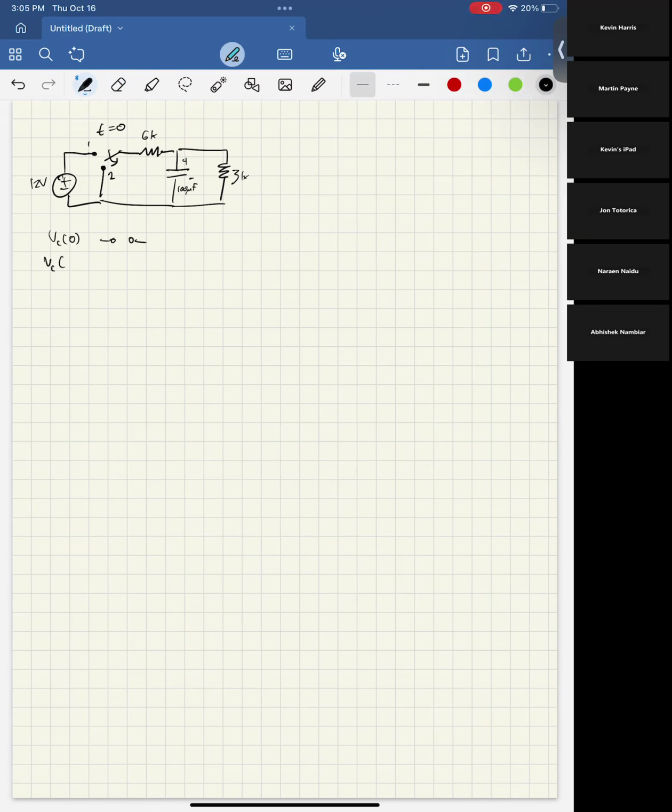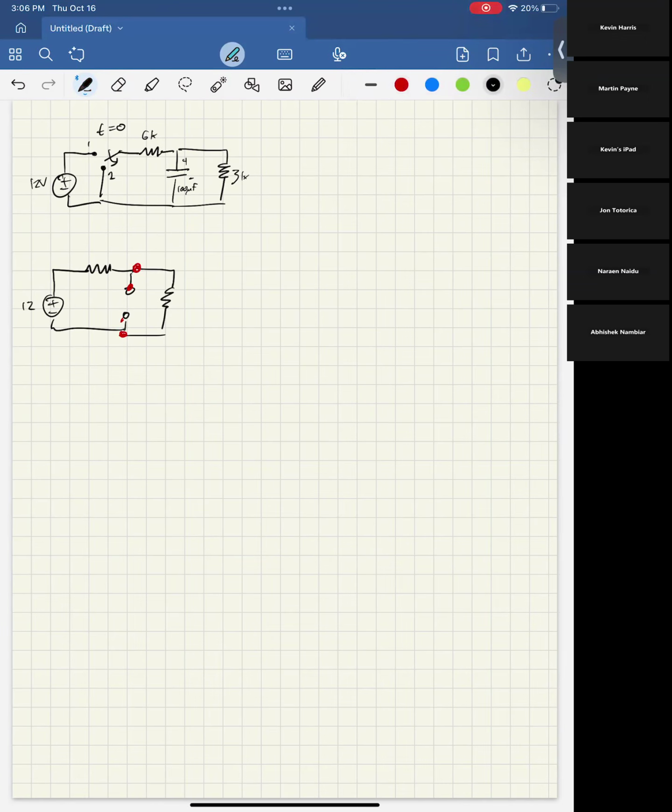And for VC of infinity, again, for the same reason, it's open. But let's start by solving for VC of 0. For that, we're going to have the switch in position 1. So we have this, and we have our capacitor here, open circuit. We're trying to find the voltage between here and here, and it's the same as the voltage between here and here.